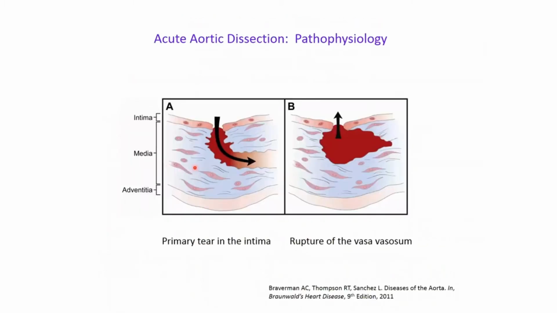The pathophysiology of a dissection is an intimal tear where blood then enters into the aortic wall, leading to a cleavage plane which separates this aortic wall into inner and outer channels, or true and false lumen. Some feel that a spontaneous hemorrhage of the vasa vasorum leads to rupture through the intima, with most favoring the primary intimal tear hypothesis.